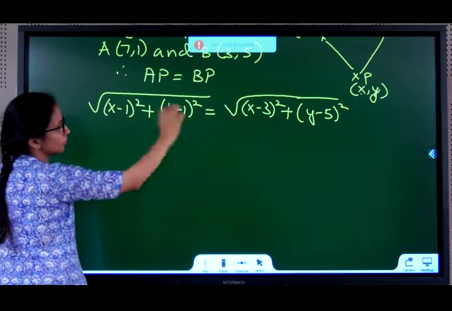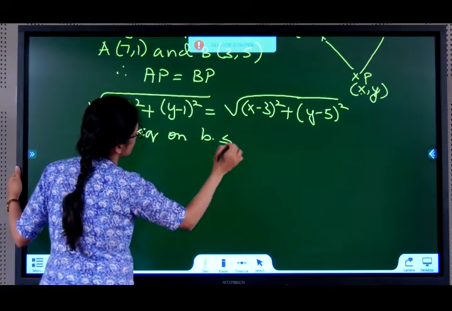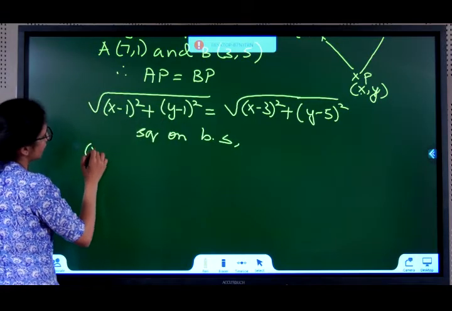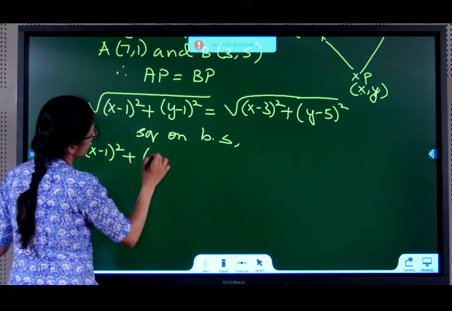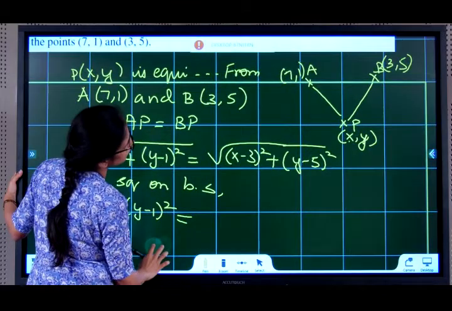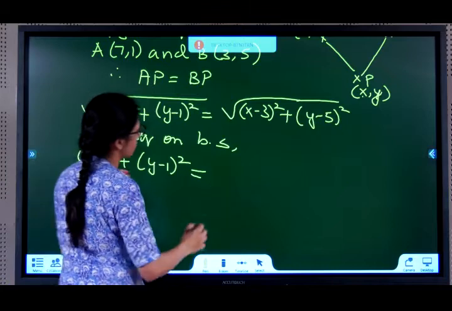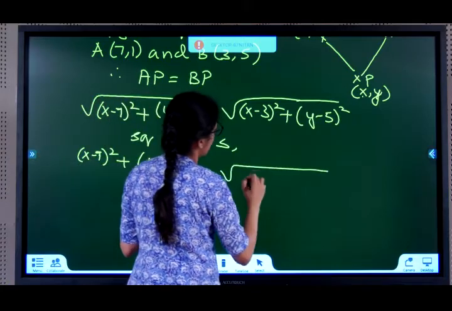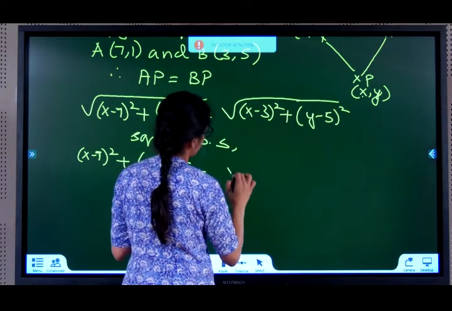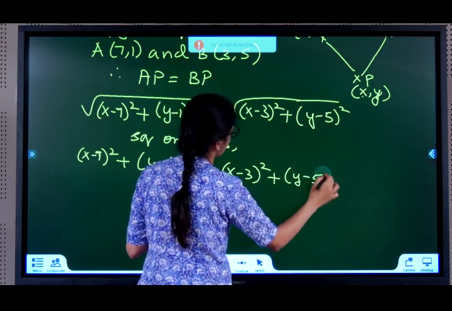Okay. So now there is root on both sides, so I can remove the root. How? Squaring on both sides. So squaring on both sides, both the roots vanish. I am left with x minus 7 square plus y minus 1 square is equal to, root vanishes, x minus 3 the whole square plus y minus 5 the whole square.